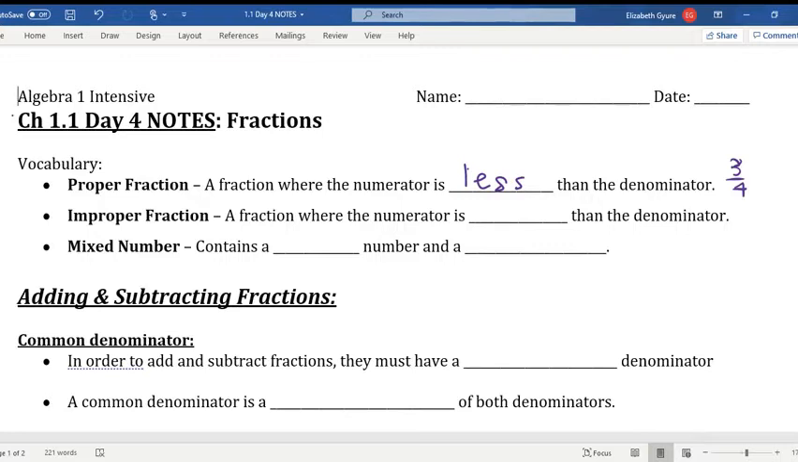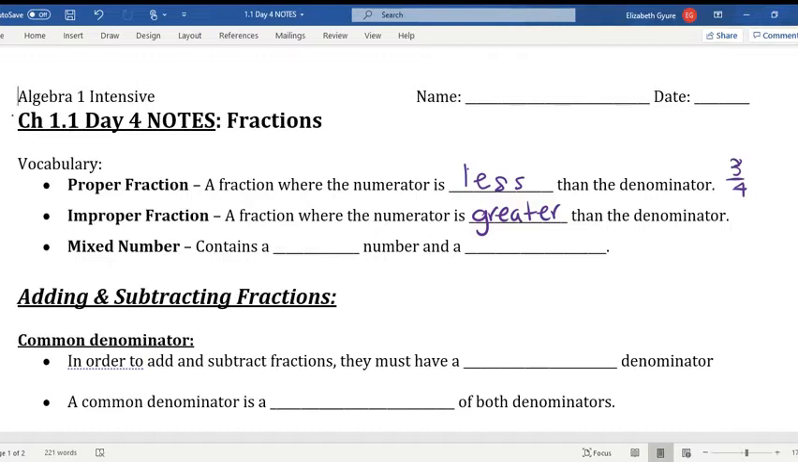An improper fraction then, if a proper fraction, the number on top is smaller, Asia, what do you think is happening for an improper fraction? Right, the numerator is going to be greater. So that's a fraction where the numerator is greater. Yeah, you can say bigger if you want. More, right? Use what vocab you like. So it's a fraction where the numerator is greater than the denominator.